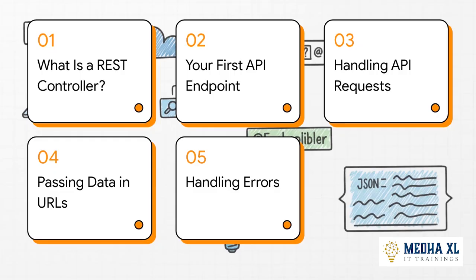So here's our game plan for today. We're going to start with the absolute basics, the blueprint. What is a REST controller? Then we'll lay our very first brick by creating a simple API endpoint. After that, we'll build out the core functions, figure out how to pass data right in the URL, and finally, add that professional polish by handling errors gracefully.